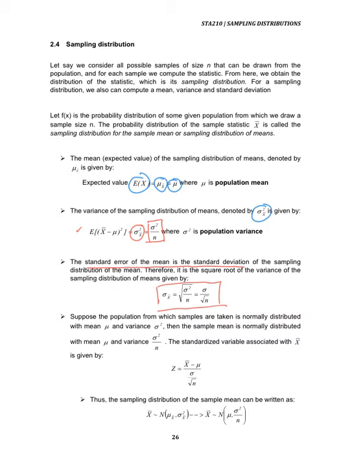Okay, suppose the population from which the samples are taken is normally distributed with mean mu and variance sigma square. Then the sample mean is normally distributed with mean mu and variance sigma square over n. The standardized variable associated with x bar is given by z equals x bar minus mu over sigma over square root n. Finally, apa yang penting kat sini adalah this one. The sampling distribution of the sample mean can be written as this.